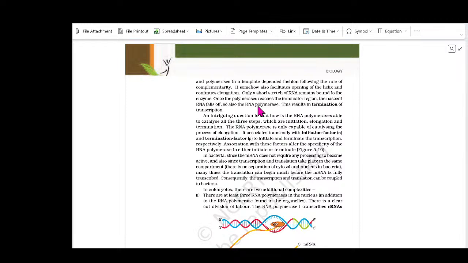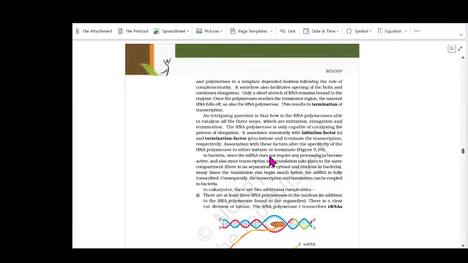An intriguing question is how the RNA polymerase is able to catalyze all three steps: initiation, elongation, and termination. The RNA polymerase is also capable of catalyzing the process of elongation. It associates transiently with the initiation factor, or the sigma factor, and the termination factor, which is the rho factor, to initiate and terminate the transcription respectively. Association with these factors alters the specificity of the RNA polymerase to either initiate or terminate.